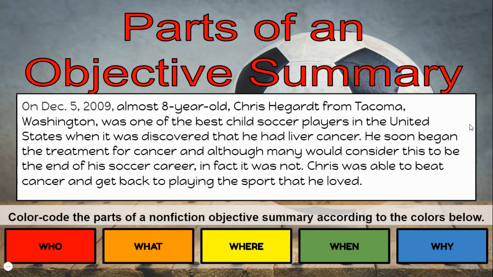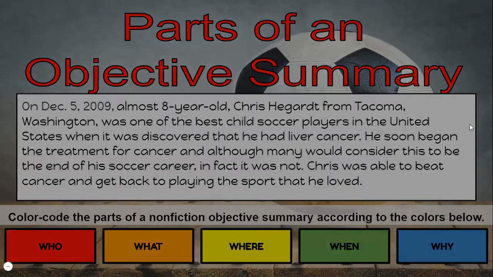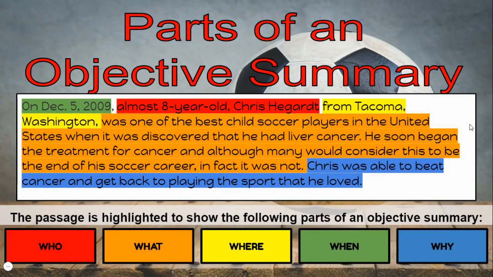When the question of the who is answered, highlight that part of the text red. When the question of the what gets answered, highlight that part in the text orange. When the question of the where is answered, highlight it in yellow, the when in green, and the why in blue. You will see each question word at the bottom of the slide has its own color if you don't remember. Highlight each part that gets answered according to the color of the boxes at the bottom of the slide. Pause the video and complete this slide. Go ahead and update your answers now.